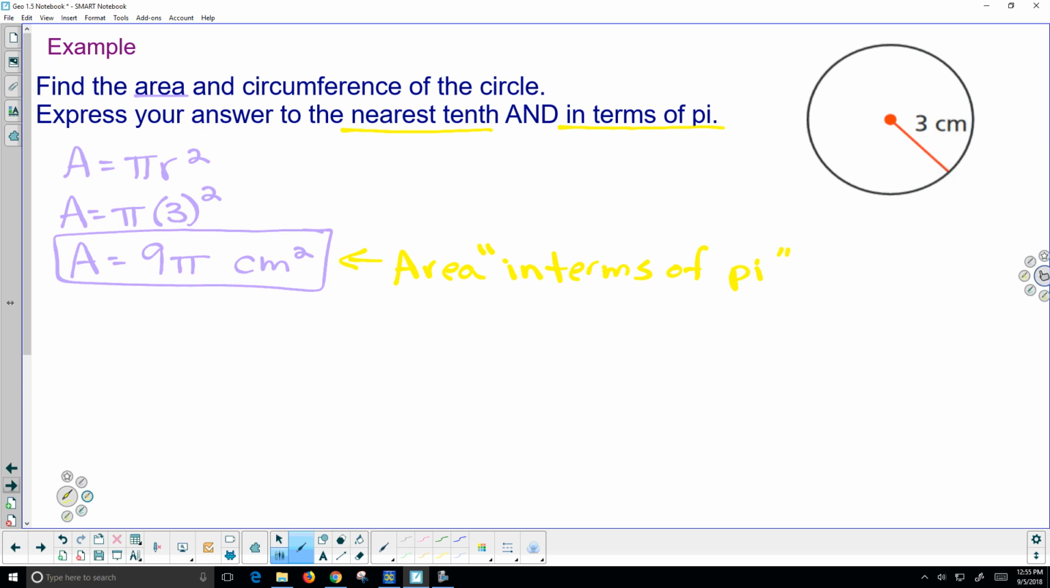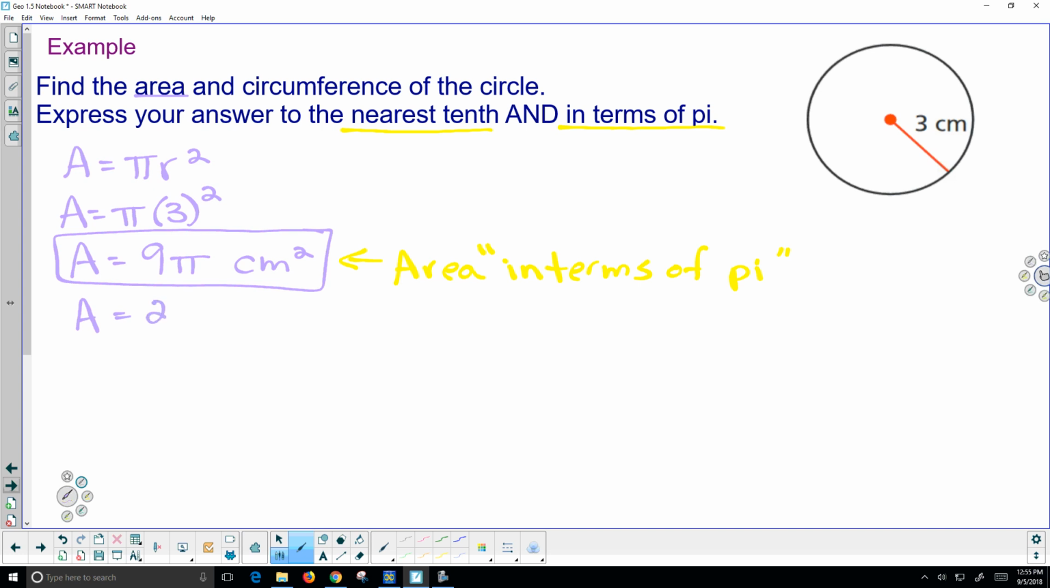When you take the quiz in a couple of days, you're going to have a problem just like that, and there's going to be 2 answer blanks. You're going to put that answer on one of them, and then you're going to pick up your calculator. I guess I better find a calculator. You're going to type in 9 times, and you're going to find your pi button. There it is. So 9 times pi and hit enter. When I hit enter, I get this.